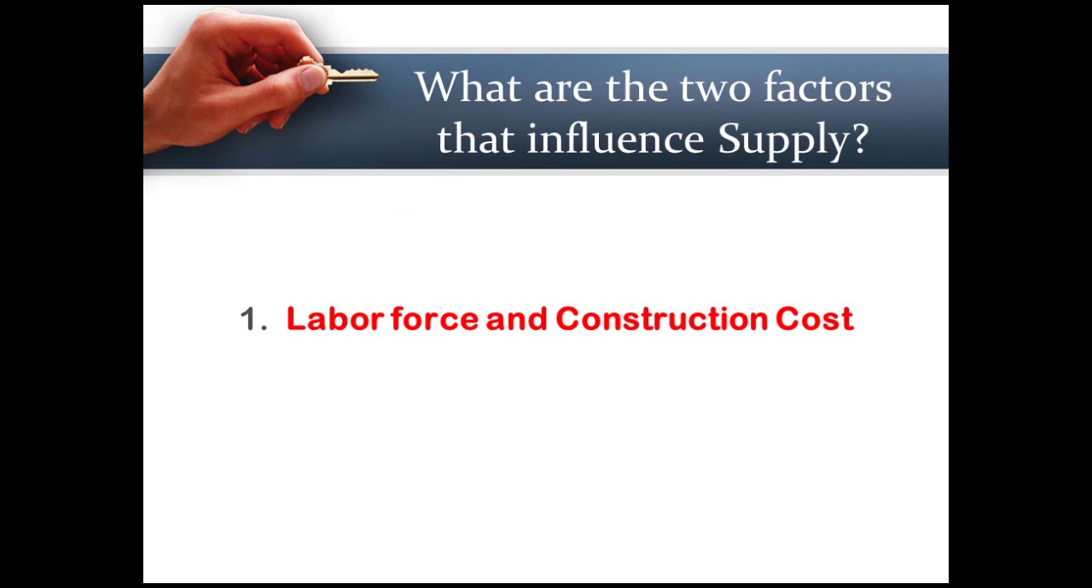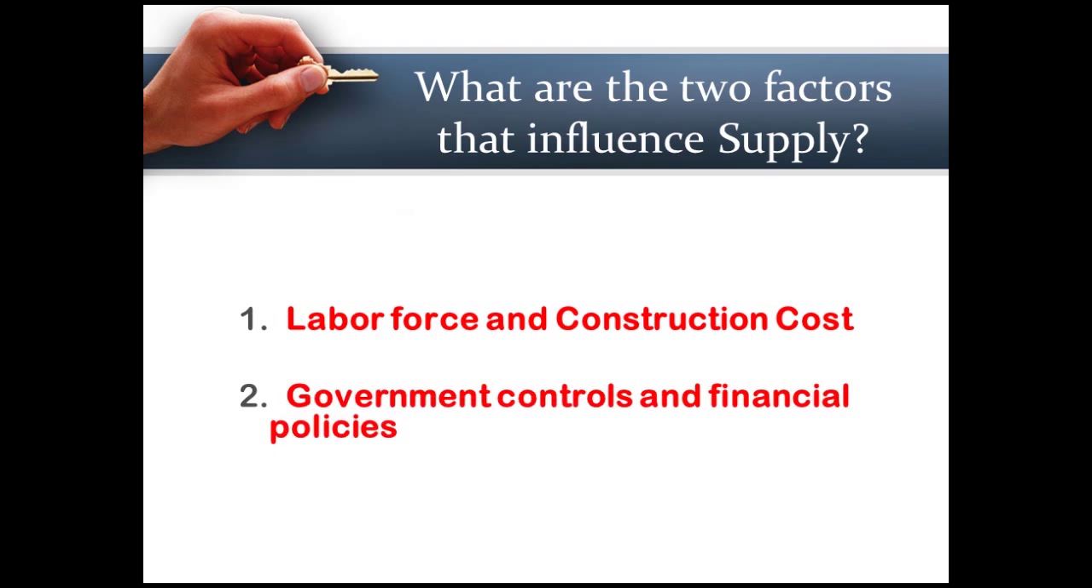Number two, governmental controls and financial policies. This is what the government does to either slow down or speed up the housing market. Governmental controls. In my county here in Rutherford County, Tennessee, we are going through a nasty zoning debate at the county level, trying to decide how many houses can be built per acre. Currently, the number was 5. The mayor wanted it to be 1, and it looks like we've compromised on 3.